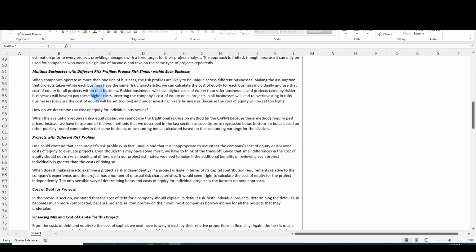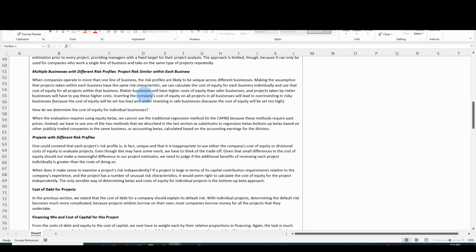Multiple businesses with different risk profiles. Project risk similar within each product. When companies operate in more than one line of business, the risk profiles are likely to be unique across different businesses, making the assumption that projects taken within each business have the same risk characteristics. We can calculate the cost of equity for each business individually and use that cost of equity for all projects within that business.